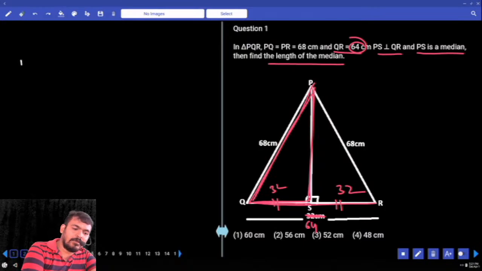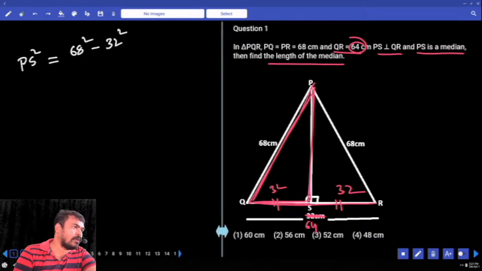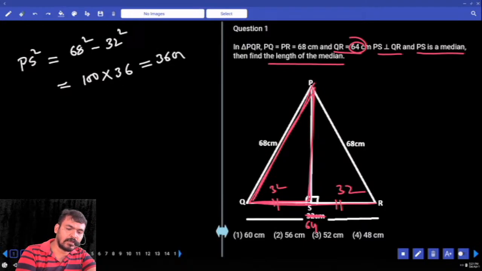Then we require PS square, that is equal to 68 square minus 32 square. A square minus B square, A plus B into A minus B. 68 plus 32, 100. 68 minus 32, 36. 3600. It is which one square? 60 square. Then PS equal to how much? 60.